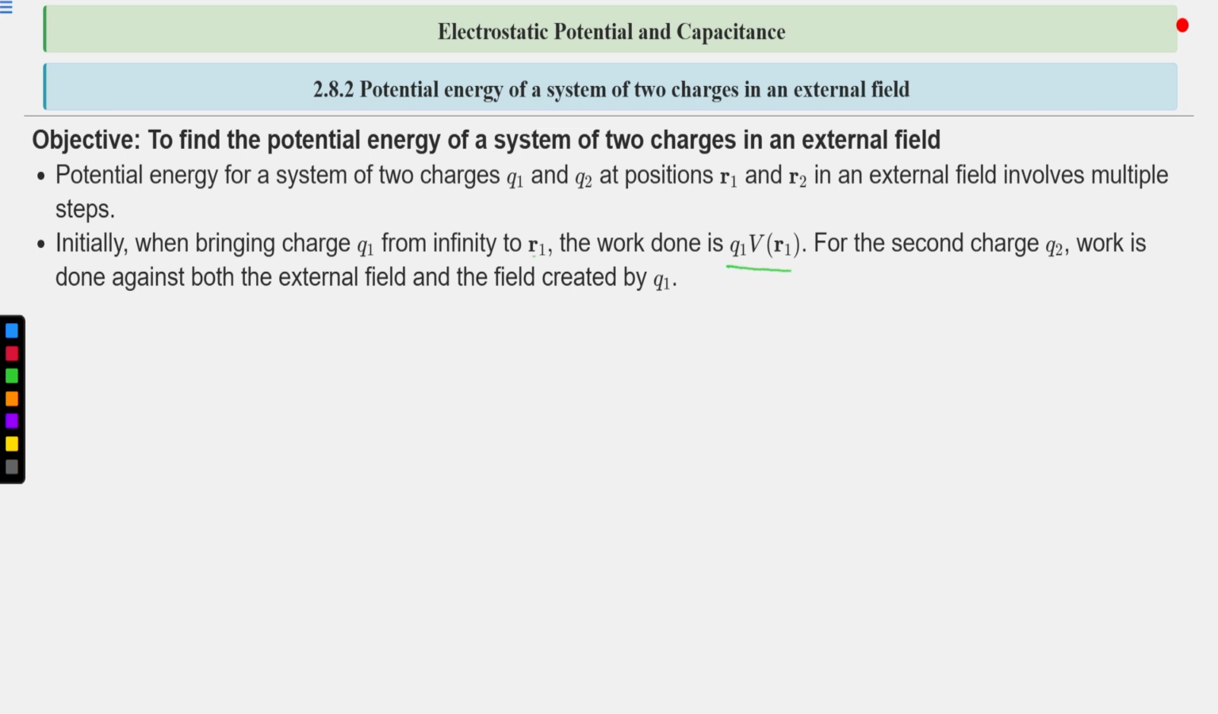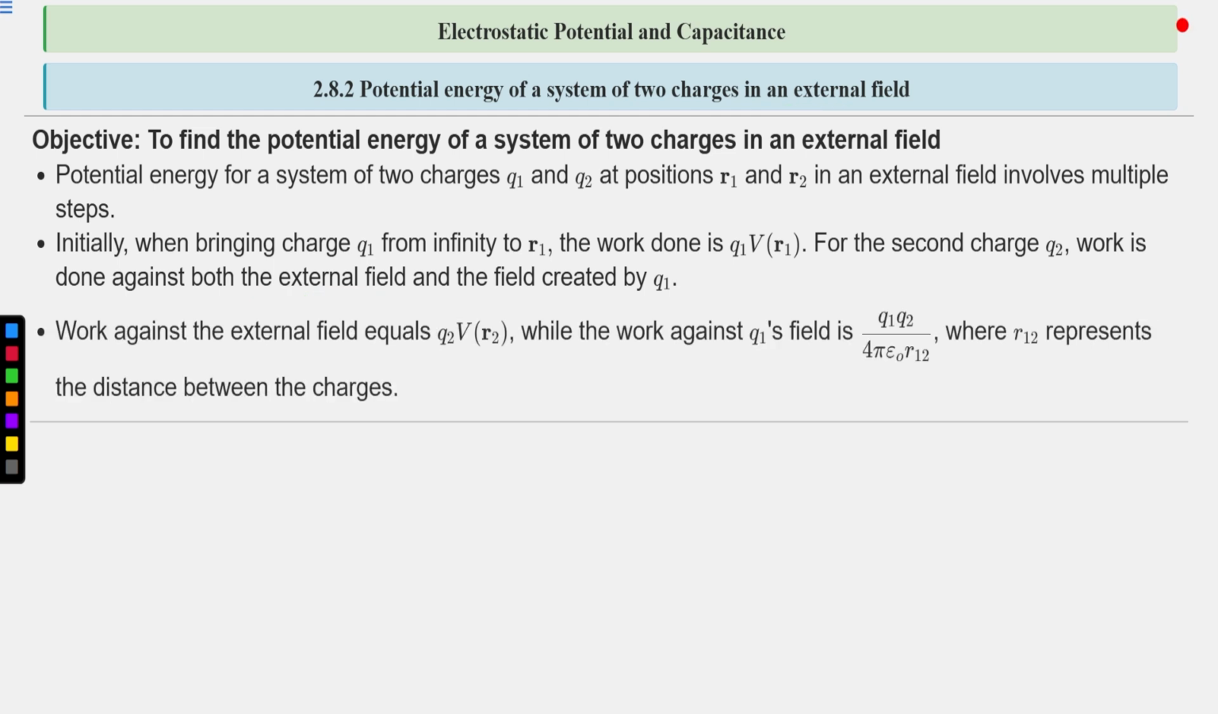And to bring the second charge Q2, in the previous topic we were only considering the potential due to this Q1 charge. Now to bring the second charge, we have to consider both fields. One is produced by this Q1 charge, one is the external field. We have to consider the work done against both. One is due to this Q1 and the other is the external field. Work done against the external field here is Q1 V R1, and work done against the external field by Q2 charge is Q2 into VR2.